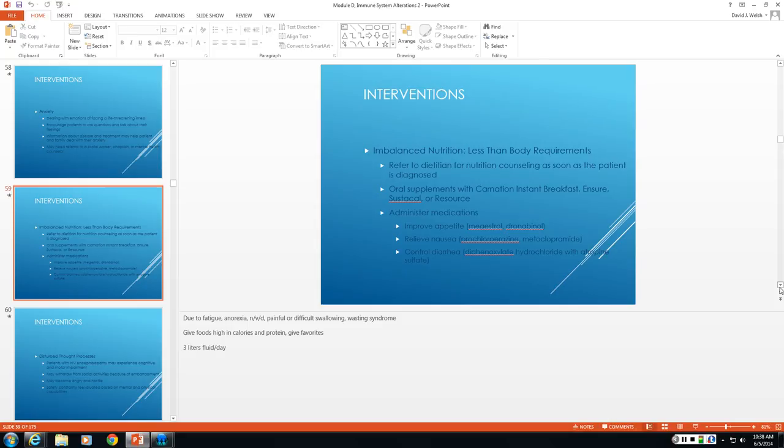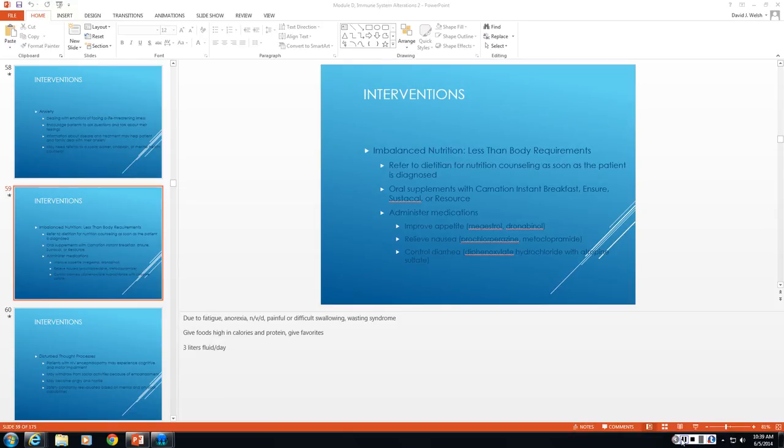You might have to administer medications to help with their diet. So to improve appetite, they could be on Megestrol. They could be on, I can't remember the name of them right now, but they're made from marijuana. THC helps to improve their appetite.